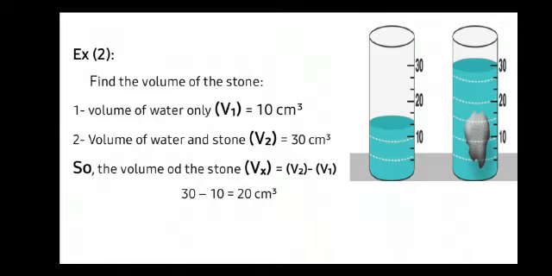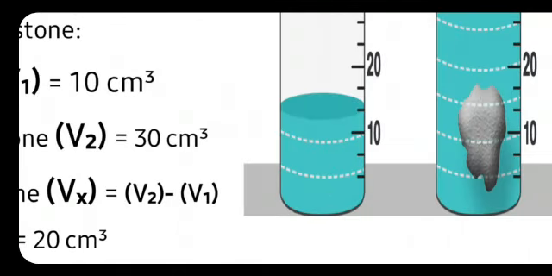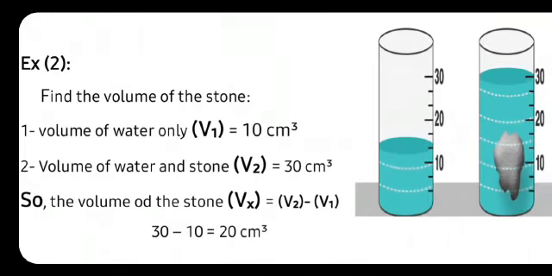Another example. If I have 10 cubic centimeters of water in the graduated cylinder, so it will be V1. V2 equals 30 cubic centimeters, the volume of water and stone. V2 minus V1 equals 20 cubic centimeters. 20 cubic centimeters is the volume of the stone.